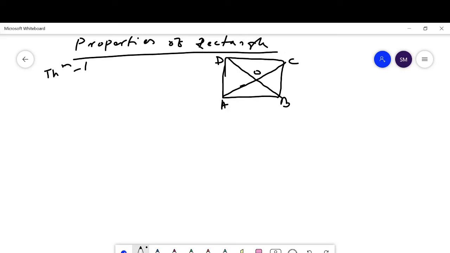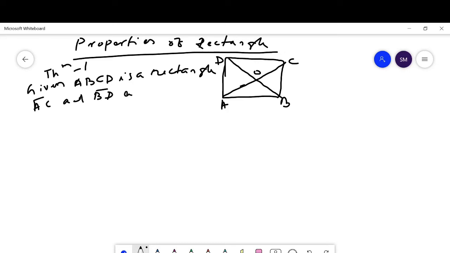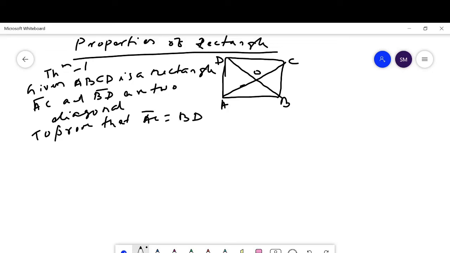Then here, given: ABCD is a rectangle, and AC and BD are two diagonals. To prove that they are of the same measure, we prove that AC is equal to BD. Then proof.